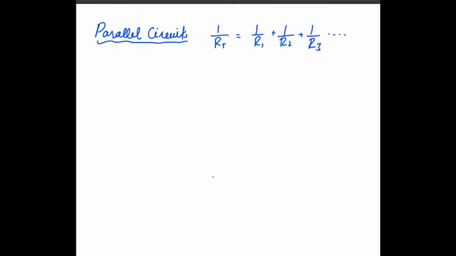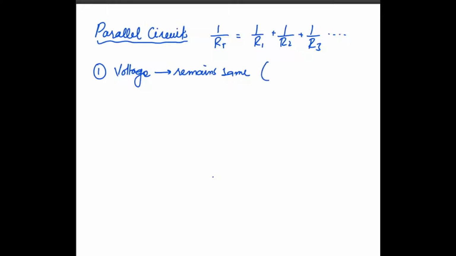So in parallel we have two rules. The first one is that the voltage remains the same. And from yesterday's lesson, you may remember that in a series circuit the current remained the same because there was no alternate path. Here the voltage remains the same, and we will explore the reason for that as well.